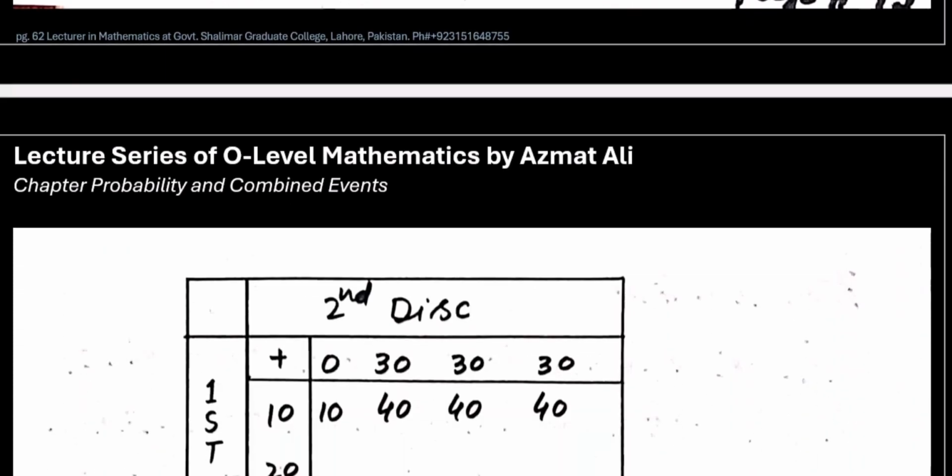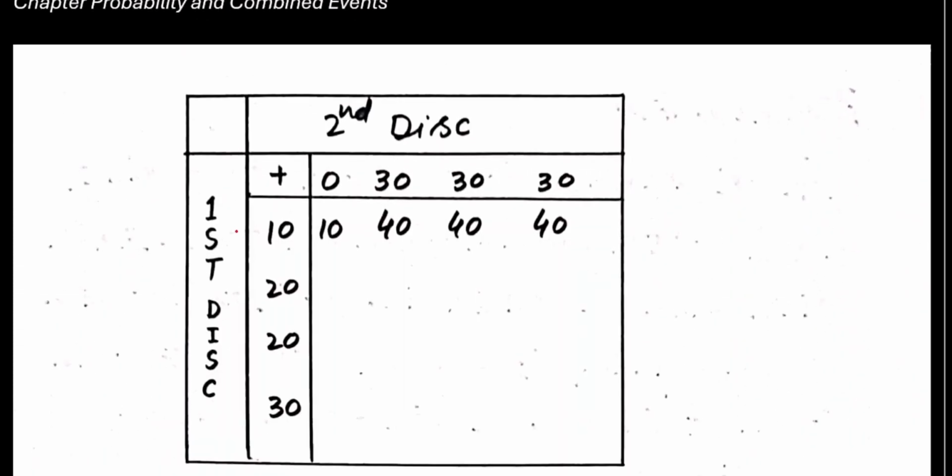Okay. This table is given. This is our first disc and this is the second disc. This is the score on the first disc and this score is given by the second disc. The first row is calculated by adding: 10 plus 0 is 10, 10 plus 30 is 40, 10 plus 30 is 40, 40. We have to find these remaining 9 values.